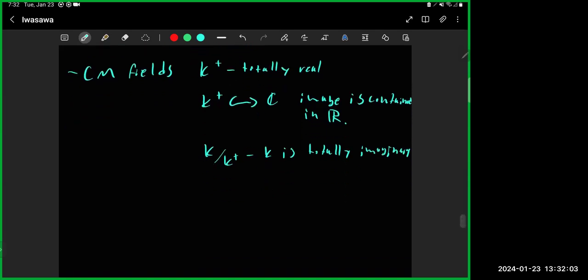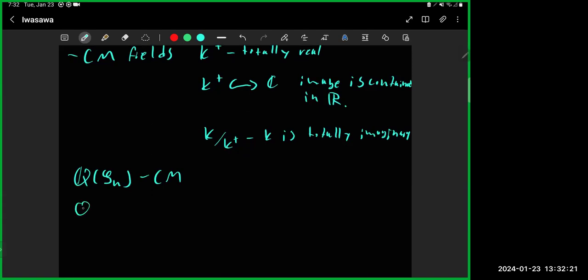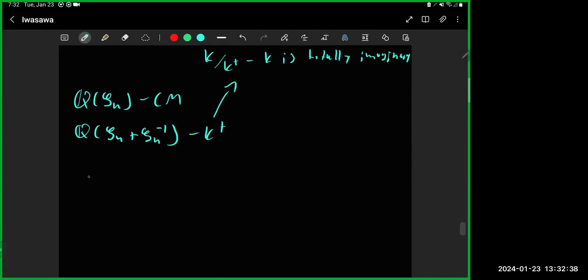Okay, so why are these useful? Well, a lot of number fields that we might be interested in are CM. Specifically, the number fields Q adjoin the nth root of unity are all CM, and their totally real subfields are Q adjoin zeta n plus zeta n to the minus first. This is the K plus from this definition. Okay, so what's the property that makes them useful? Well, the class number of this K plus actually divides the class number of K.